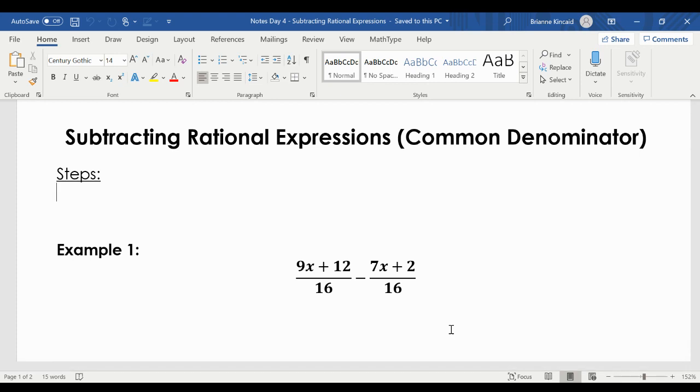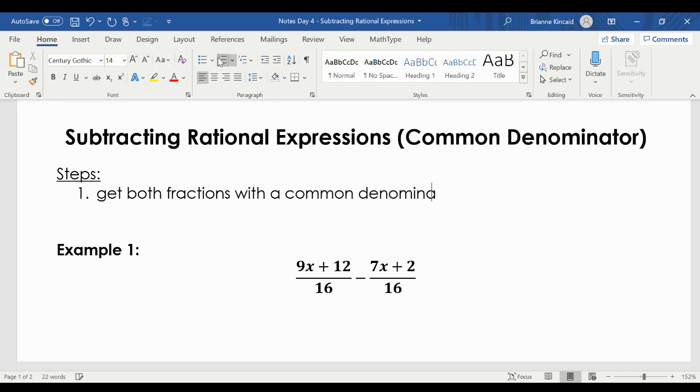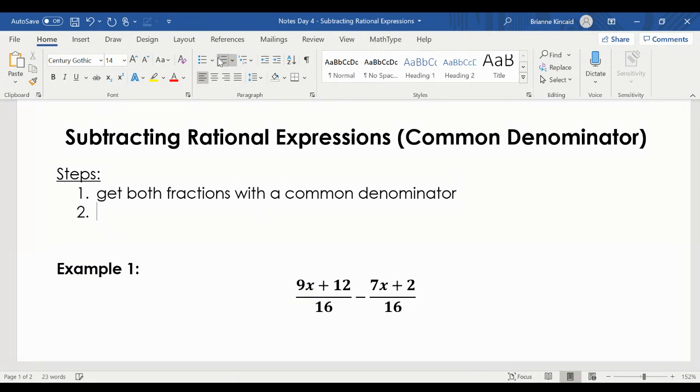Hey guys, in this video we're going to be talking about subtracting rational expressions. Essentially it's addition, but one small extra step. So the first thing that we're going to do is get both fractions with a common denominator. Once again, every example in this video will have a common denominator. I'll be making another one when they don't, but just make sure anytime you see an addition or subtraction sign, you always try to make sure that that happens.